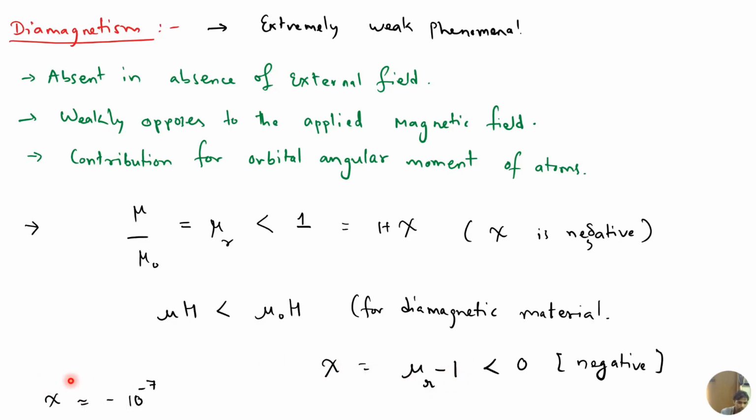But the value of chi is of the order of, and you remember that chi has to be unitless because mu r is unitless. So chi, or the magnetic susceptibility, is of the order of minus 10 to the power minus 7. It is a very weak phenomenon, and it is present in all materials.